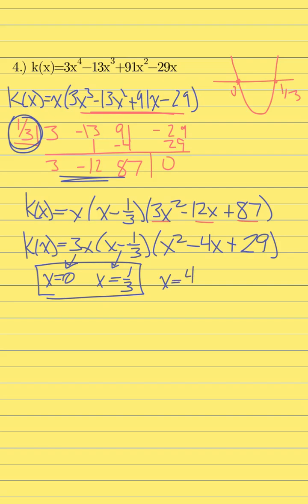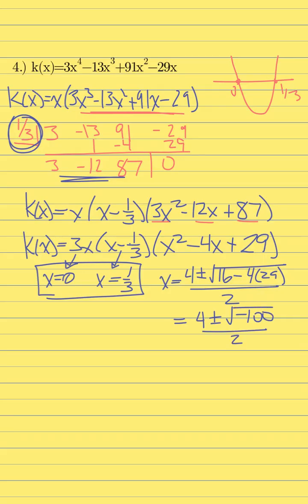X equals negative b plus or minus the square root of b squared minus 4ac, all over 2a. Now, 4 times 29 is 116. So 16 minus 116 leaves us with negative 100. All right, so we're at 4 plus or minus the square root of 100, which is 10. The square root of the negative is i. And we divide everything by 2. And we get our other two solutions, 2 plus or minus 5i.